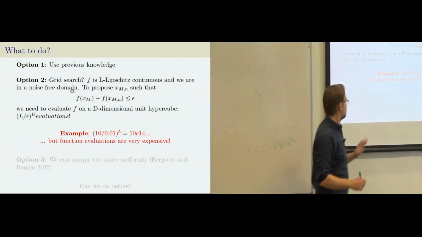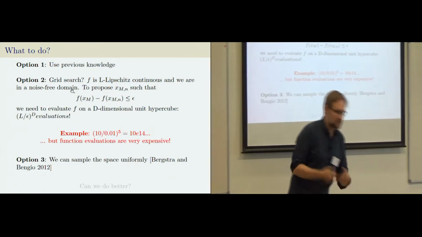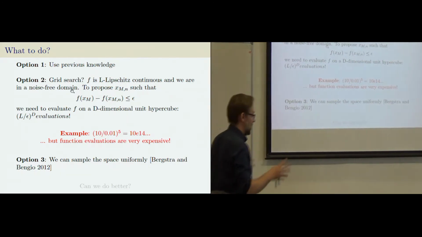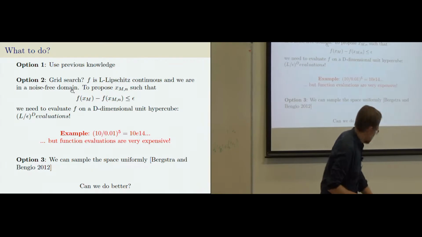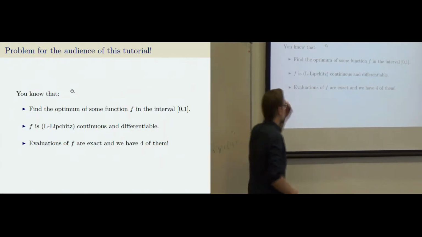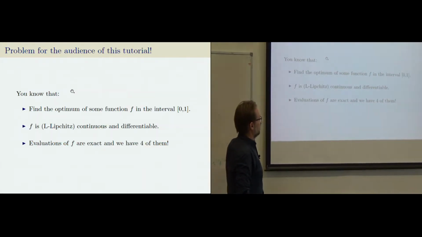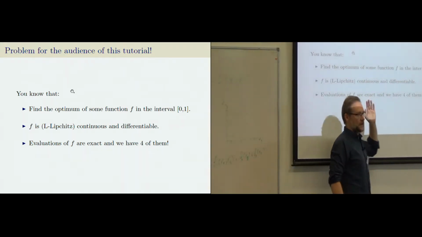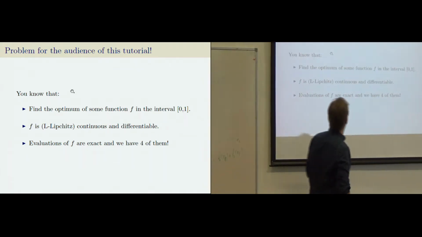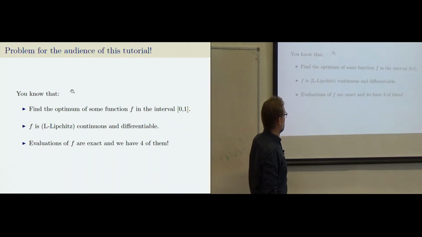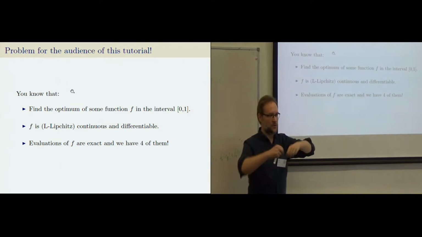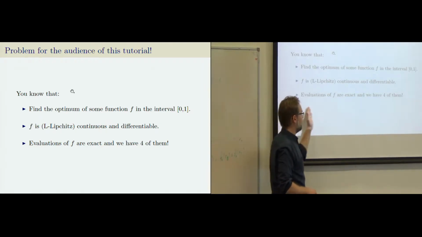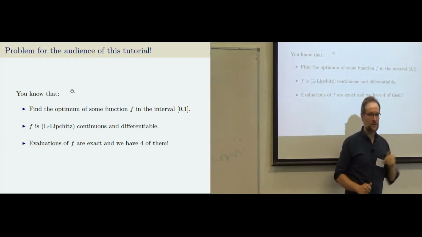Okay? So we have analyzed intuition, we have analyzed grid search, we have analyzed random search. The question is, can we do better? So now I have a problem for you. Imagine that we have a function that we want to minimize, defined in the interval 0, 1. We know that the function is Lipschitz continuous, so no crazy jumps happen in the function, and we have 4 exact evaluations of the function.